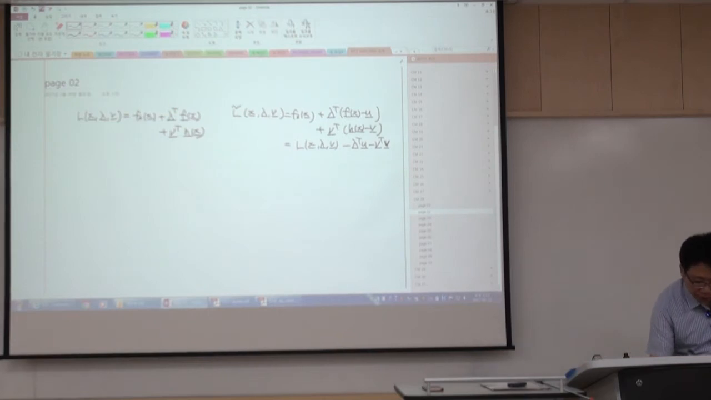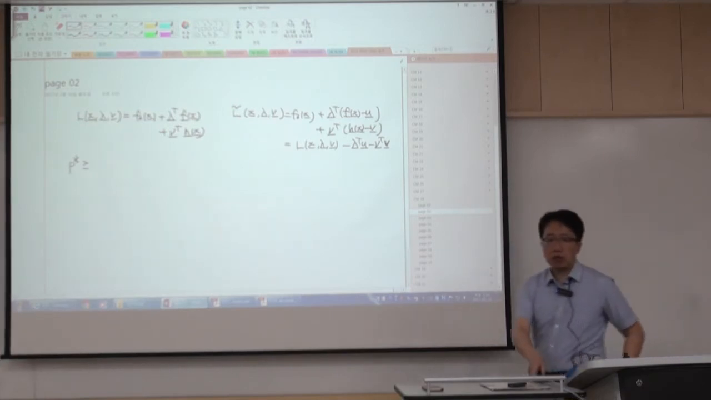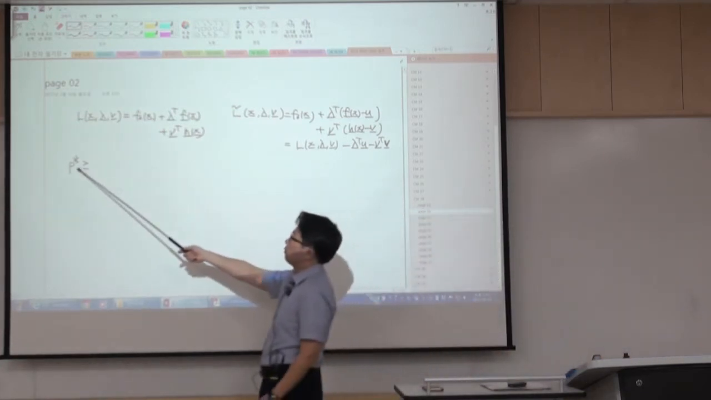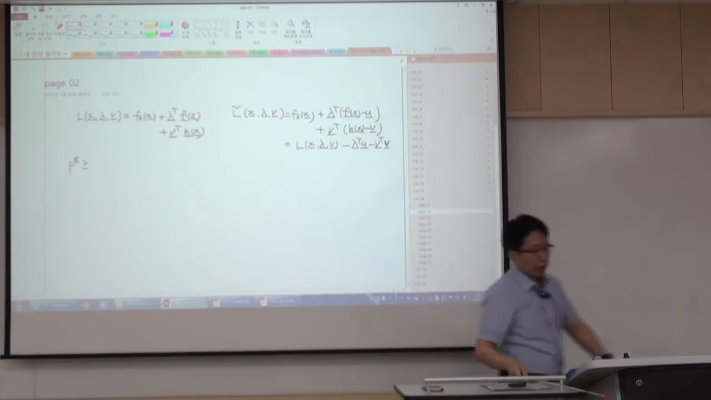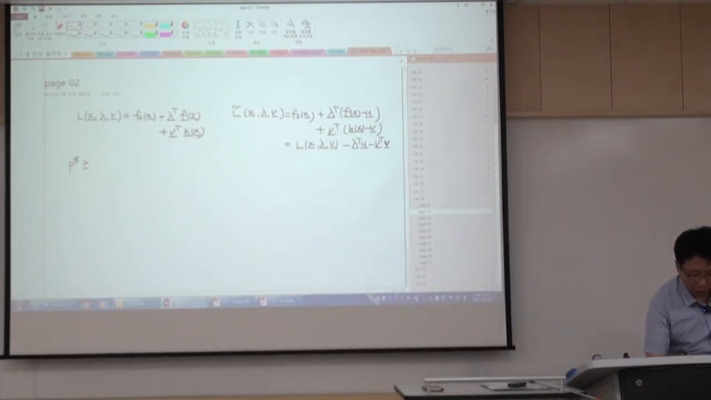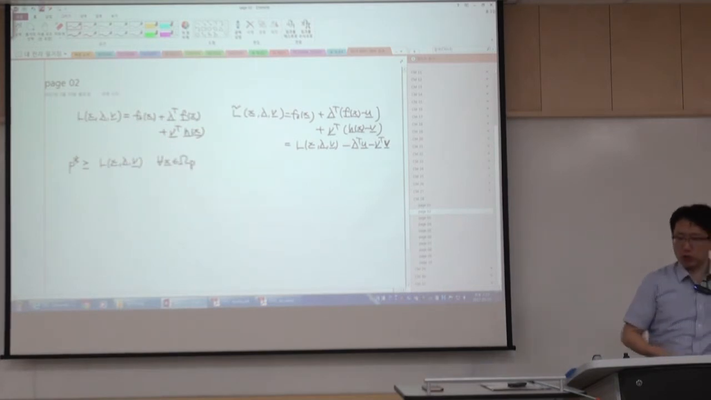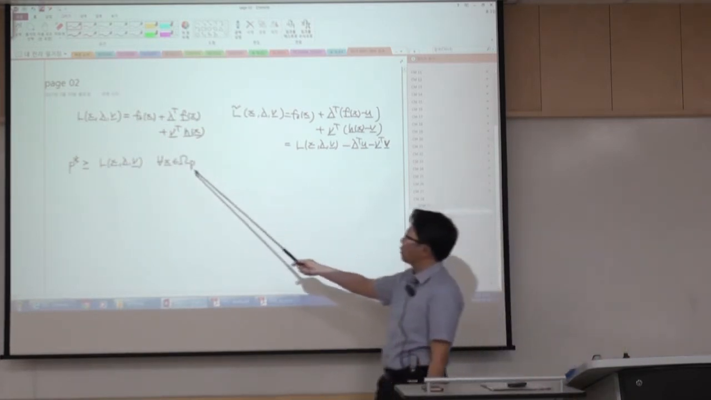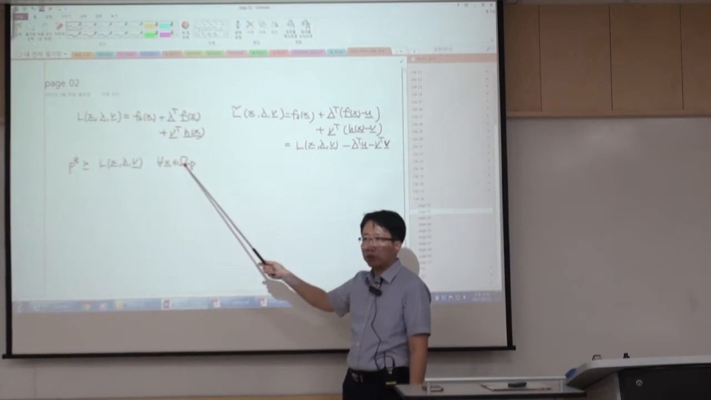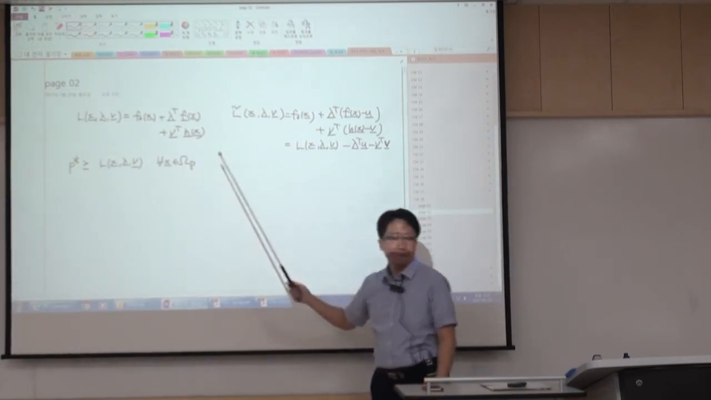Now, what can we say? In the primal case, we have what? The primal optimal value of the objective function is lower bounded by L(x, lambda, nu) for all x in, let me use this omega p, which means the constraint set of the primal problem. Got it?